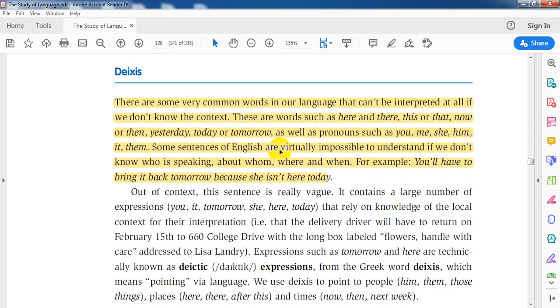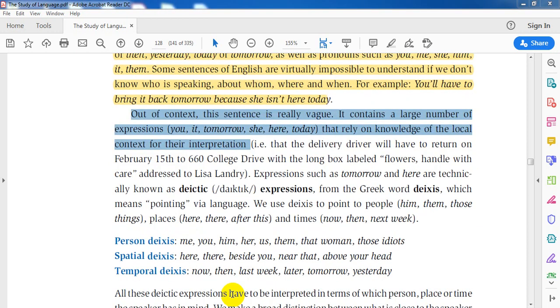Now, some sentences of English are virtually impossible to understand if we don't know who is speaking about whom. Who is the speaker? And the speaker is talking about whom? I mean the object, the target. Where? Well, the place. When? About time. For example, you will have to bring it back tomorrow because she isn't here today. Let's see. Now, you'll have to bring it. What is it? This is a pronoun and it is deixis, right? Back tomorrow. Why tomorrow? Why not the day after? Why not today? Why not now? Let's see. Because she, who is she? Isn't here. Here where? Today. Now the words given in this sentence will be vague and cannot be interpreted without the context, particularly the deixis.